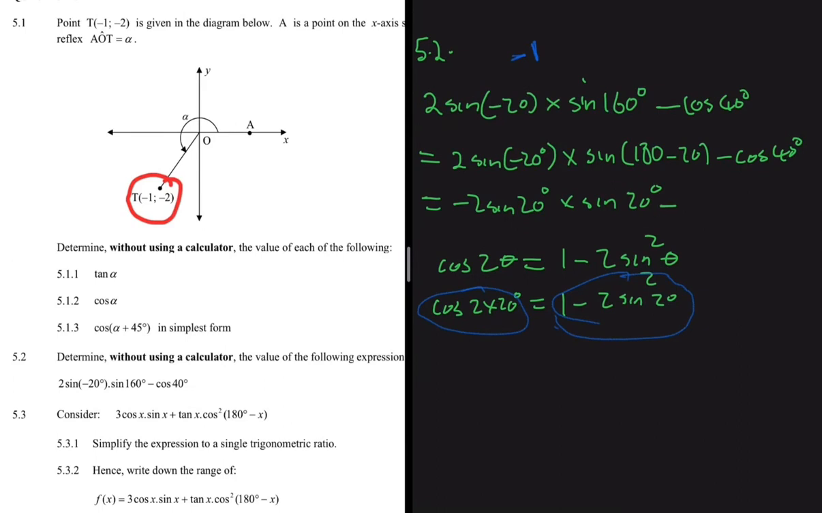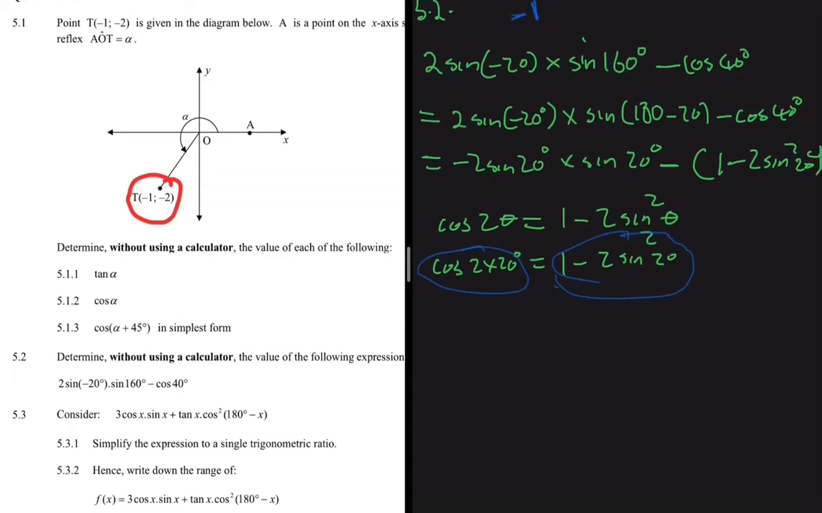So here we're going to have minus (1 minus 2 sine squared of 20 degrees), right? And then that will all be equal to, so we have minus 2 sine 20 degrees multiplied by sine of 20 degrees. That will be minus 2 sine squared of 20 degrees, right? Minus, so let's solve that bracket. So we have minus multiplied by 1, that will be minus 1. And then minus multiplied by minus, that will be plus 2 sine squared of 20 degrees.